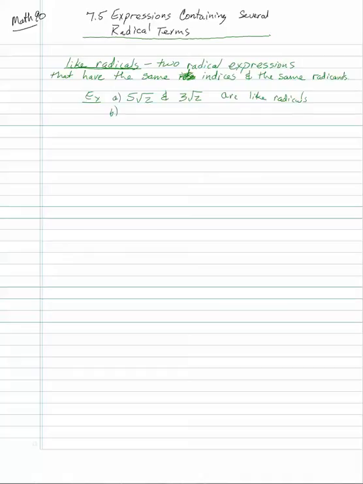If I did 8 fifth root of 7x and negative 3 fifth root of 7x, those are like radicals, because again the index for these two would be 5, and the radicand would be 7x.